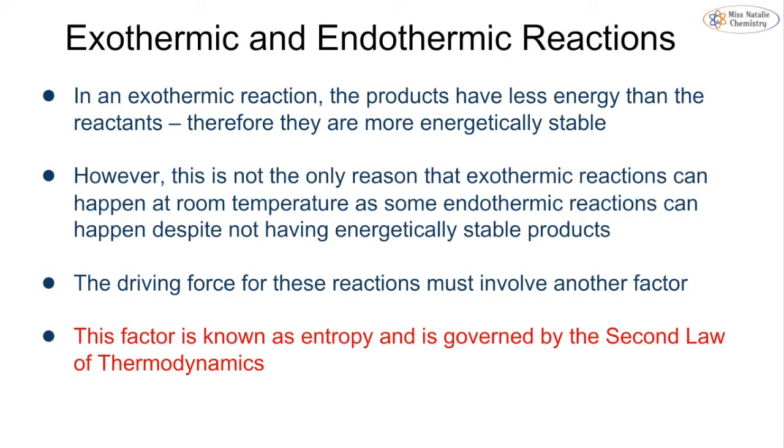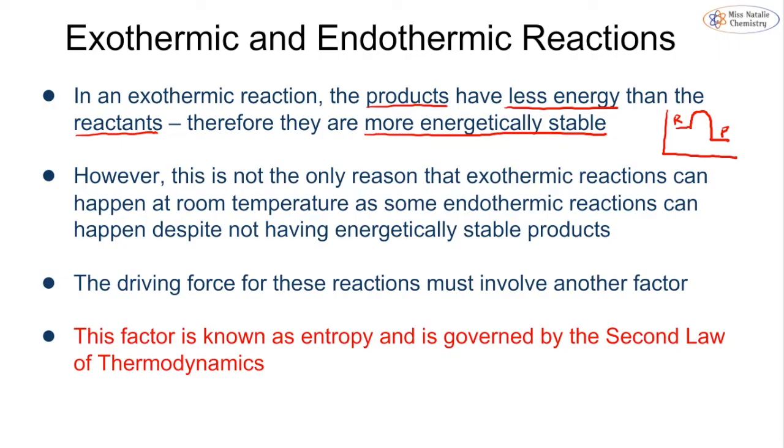Now, what we know for exo and endothermic reactions is these are all to do with the differences in energy between our reactants and products. So in an exothermic reaction, the products have less energy than the reactants, and this means that they are more energetically stable. So they have a lower energy, and we see that in our reaction profile, where we get something like that. So we have our reactants and our products being more energetically stable.